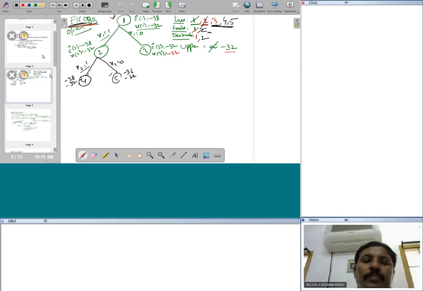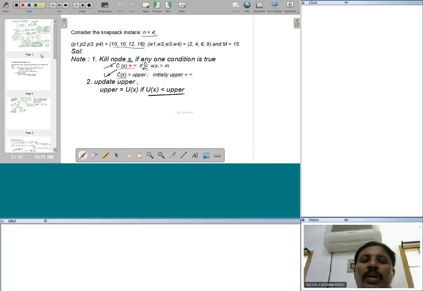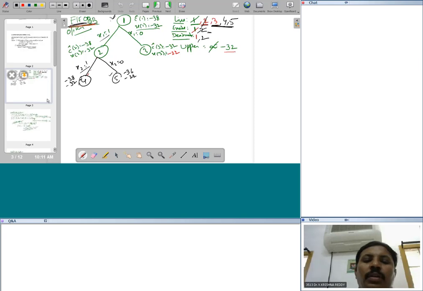Next one. If any c cap value is greater than upper, then we have to kill. All of you please observe one by one. Here c cap of 4 is nothing but 38. 38 is greater than minus 32? No. Minus 36 is greater than minus 32? No. Minus 32 is greater than minus 32? No. So no nodes are possible to kill as per the current status of the bounding function. So if all are live nodes, there is no possibility to kill.